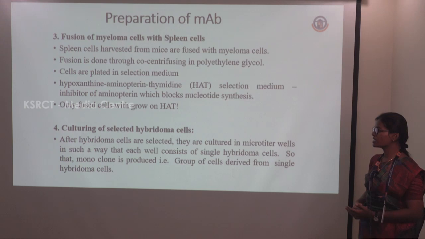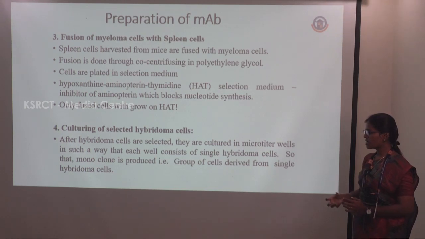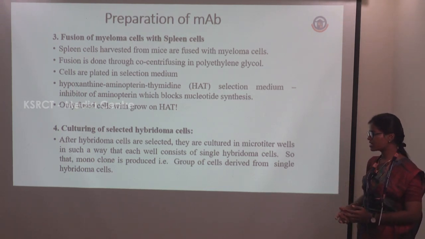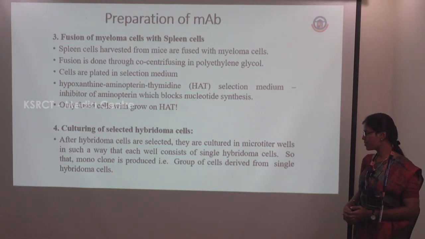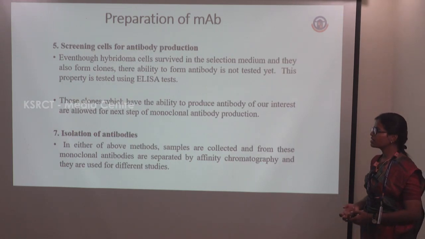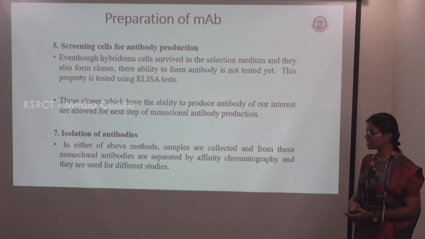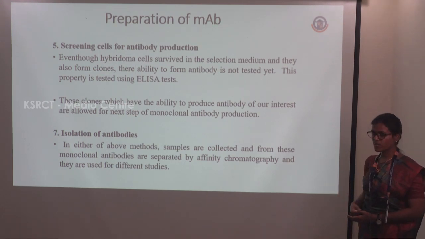After that, hybridoma cells are transferred to microtiter wells in such a way that they can grow in good condition and produce the monoclonal antibodies. A group of cells is derived from a single hybridoma cell. Then screening of cells. Screening is done by the ELISA test and isolation of antibodies is done by using affinity chromatography.